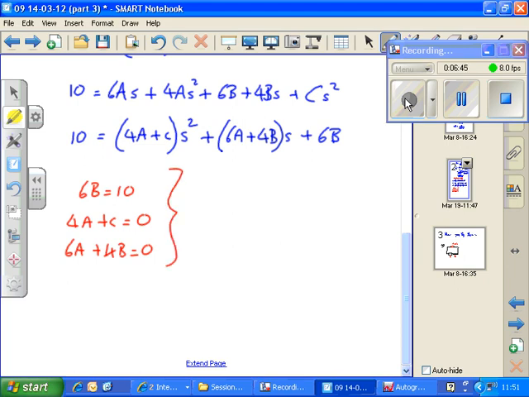So numbering these equations 1, 2 and 3. From equation number 1, b equals 10 over 6, which is 5 over 3. Putting this into equation 2, I could work out what c was, and then into equation 3, I could work out what a was. Or rather, using equation 3 to find out what a is, and then knowing a, we can put that into equation 2 to find c. So carry on and solve those.